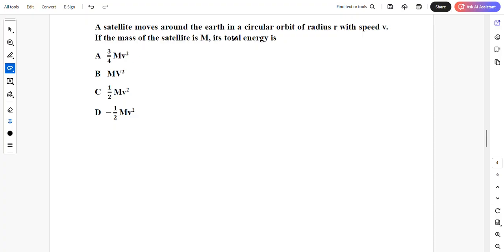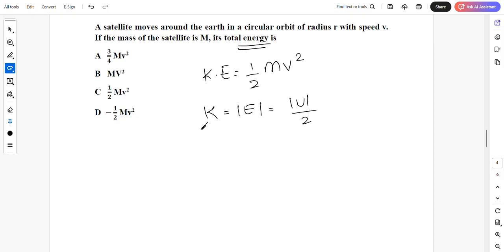A satellite moves around the Earth in a circular orbit of radius r with speed v. The mass of the satellite system is m, and we need its total energy. Its total energy will be equal to how much? What is kinetic energy? Kinetic energy is nothing but half m v square. They have given m as the mass of the satellite. We noted the relationship between them, that is KE is equal to U by 2. This is kinetic energy.